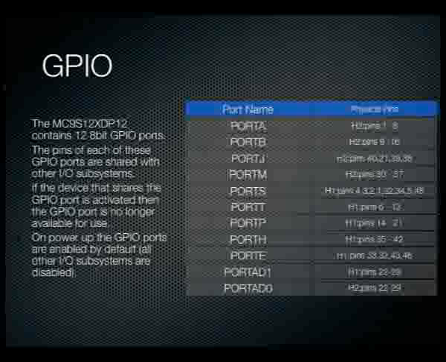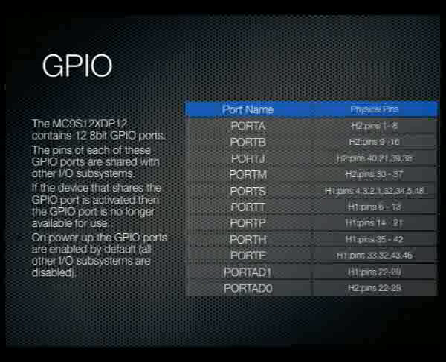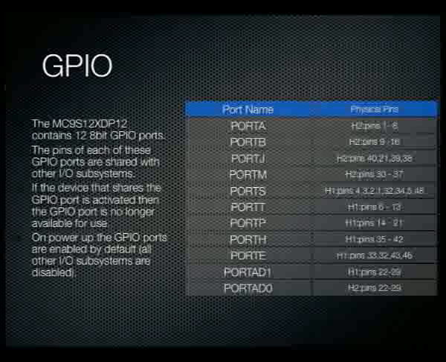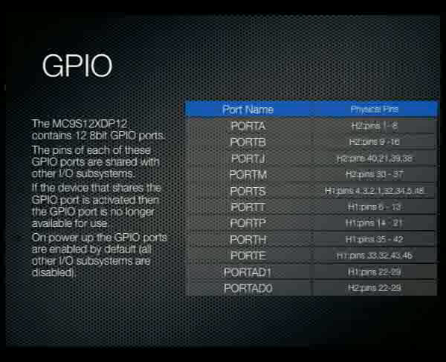Our processor, the MC9S12XDP12, contains 12 8-bit general purpose I/O ports, and the pins of each of these general purpose I/O ports are shared with other I/O subsystems. So if you're using a particular I/O subsystem, like a serial subsystem, then you've got to be aware that you can't use the associated general purpose I/O port. So if you use the primary or auxiliary RS-232 serial ports, then effectively you can't use the port S general purpose I/O port. A lot of these general purpose I/O ports have shared purposes with various subsystems, so you've got to be careful that if you're using that subsystem, you can't use its associated general purpose I/O port.